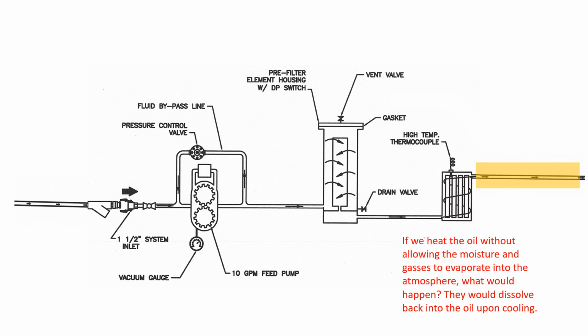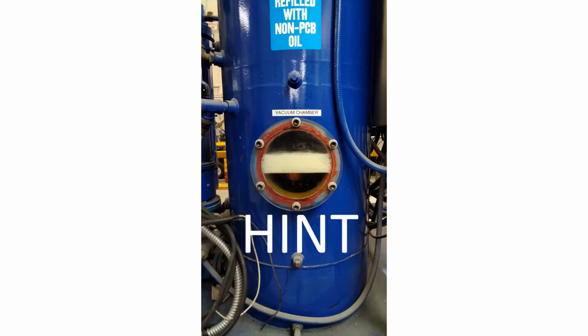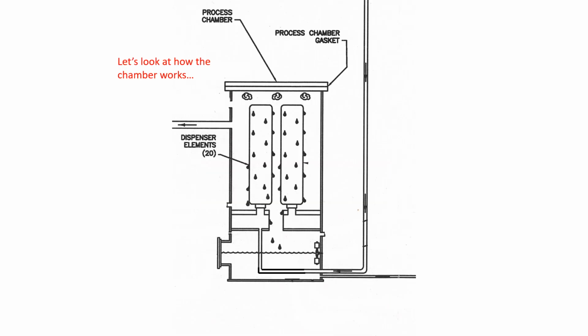If we heat the oil without allowing the moisture and gases to evaporate into the atmosphere, what would happen? They would dissolve back into the oil upon cooling. What can we add to allow atmospheric release? The manual calls it the process chamber, but I'll refer to it as the vacuum chamber. Let's look at how the vacuum chamber works.